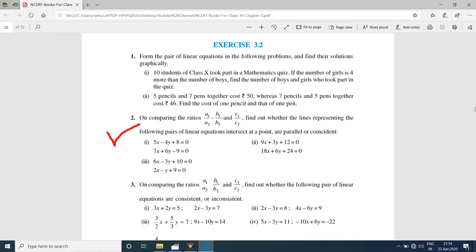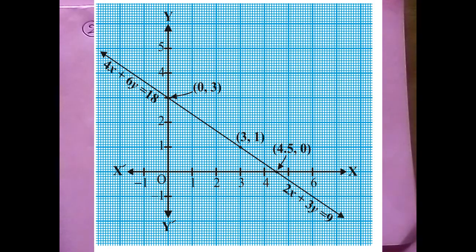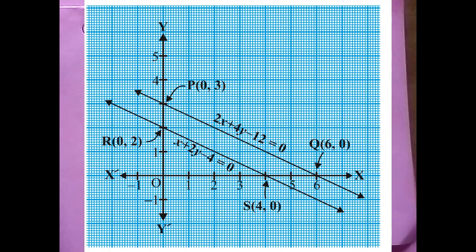Now second question on exercise 3.2. On comparing the ratios a1 by a2, b1 by b2, c1 by c2, find out whether the lines representing the following pairs of linear equations intersect at a point, are parallel or coincident. We have seen that two lines can intersect in three different ways. First case, they can intersect in one point. Second, they can intersect in all points, that means both the lines are the same. And the third case, when they are parallel, they will not intersect at all.